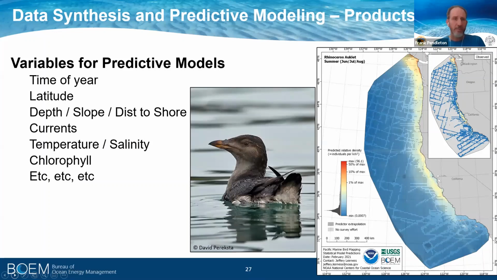Like what time of year was it when we saw that bird? What latitude were we at? How north-south? How deep was the water? What was the slope? How far from shore? The currents, salinity, how green was the water? How much chlorophyll? And several other factors go into that to model where the birds are likely to be. And these are getting better and better. This data set isn't out quite yet, but it will be coming out soon and be very useful for looking at the birds. So next slide.